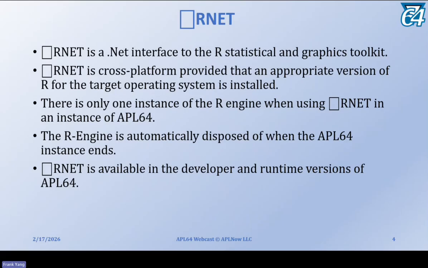The Apl64 system function Quad-RNET is a .NET interface to the R statistical and graphics toolkit. Quad-RNET is cross-platform, provided an appropriate version of R for the target operating system is installed. There's only one instance of the R engine when using Quad-RNET in an instance of Apl64. The R engine is automatically disposed of when the Apl64 instance ends. Quad-RNET is available in a developer and runtime version of Apl64.